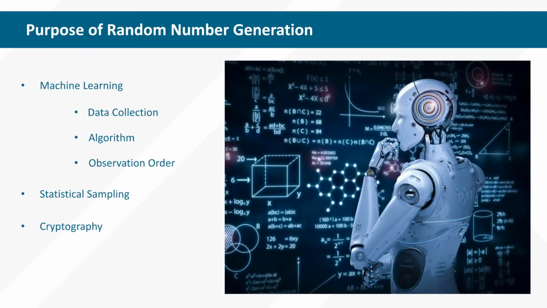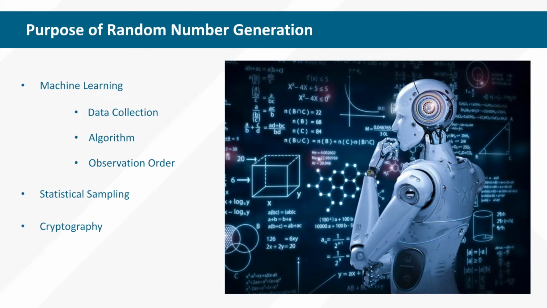Random number generation is widely used in today's world in areas including machine learning, statistical sampling, and cryptography. One way that random number generation is used in machine learning is data collection, where machine learning algorithms will typically construct different models when trained with different data. Randomness is also used in neural networks, as it is known as good practice to shuffle the training data before each iteration in deep learning.